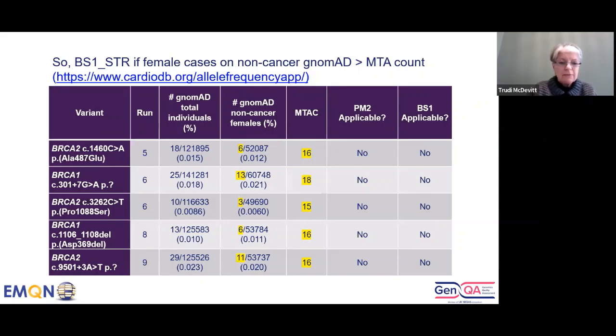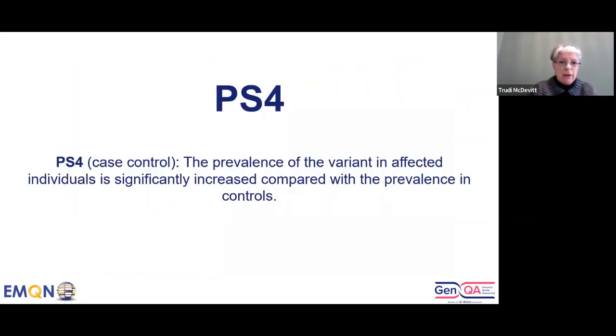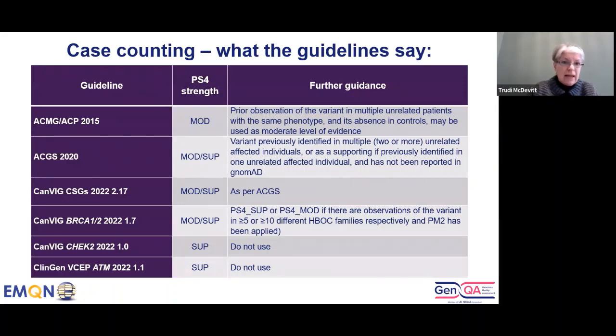So next slide, please. So looking now at PS4, which is your case counting or case control. Next slide, please. What the guidelines say about PS4 case counting: the ACMG say that PS4 can be used at a moderate level if you are seeing the variant in multiple unrelated patients with the same phenotype and it is absent in controls. The ACGS 2020 say that it can be used at moderate and supporting depending on the number of cases that you're seeing.